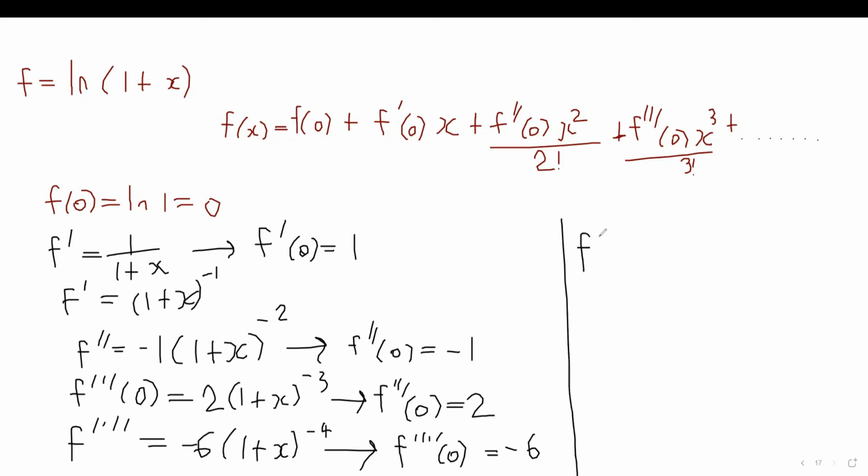So now one last differentiation, we get that the next derivative will be equal to, carry down the power, that's 24. Subtract 1 from the power, which is (1 + x) to the minus 5. So that means at 0, plug in 0, 1 + 0 is 1, 1 to the minus 5 is 1, 1 times 24 is 24.